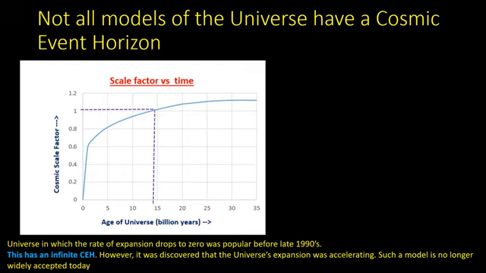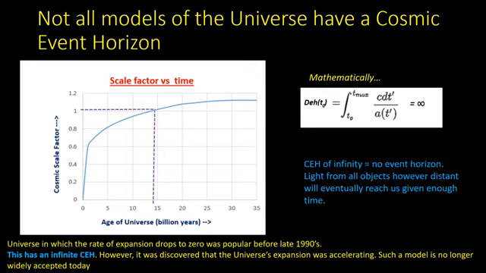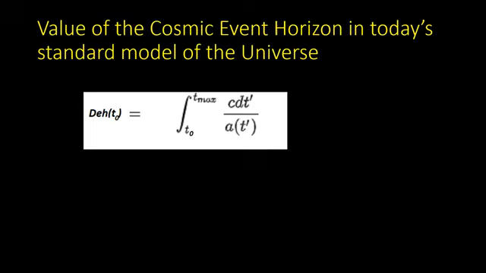Not all models of the universe have a cosmic event horizon. A universe in which the rate of expansion drops to zero was very popular before the late 1990s, although it's not widely accepted today. Such a model has an infinite event horizon. So what this means is that light from all objects, however distant, will eventually reach us given enough time. When we do the calculation for our current model of the universe, that's the standard Big Bang model, the answer comes out as 16 billion light years.